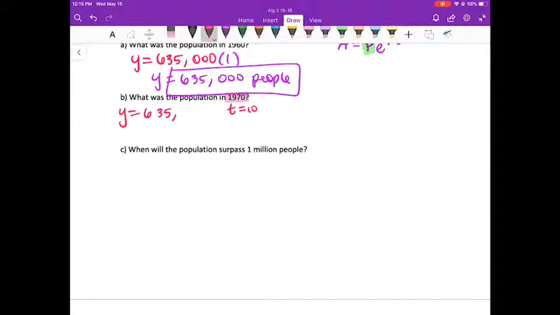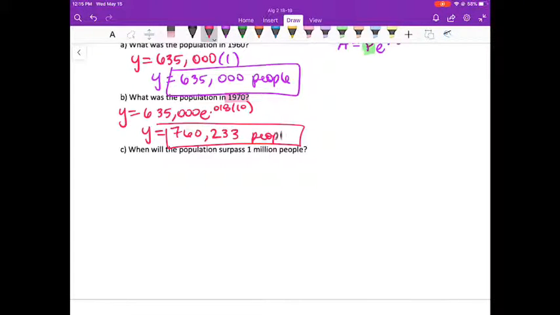635,000 times e raised to the 0.018 times 10. Again, make your calculator do all the work. You end up getting 760,233 point something. But again, we're dealing with population, so we would want to keep our answer as a whole number. So 760,233 people. When will the population surpass 1 million people?